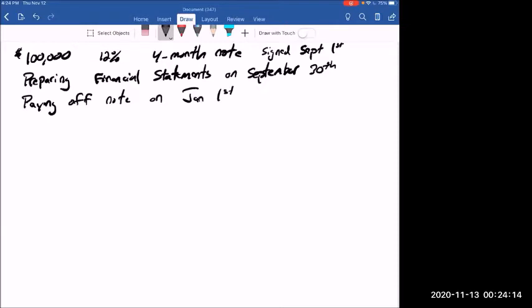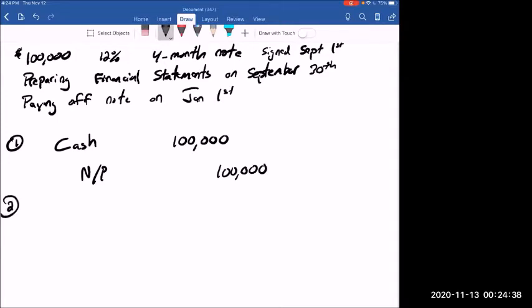Okay, so let's issue the note. So that note, the first entry is the same as what we had on our slide. So I'm showing that I'm getting cash and I have a note payable. Okay, that doesn't change. Now the second entry is going to be to accrue the interest.